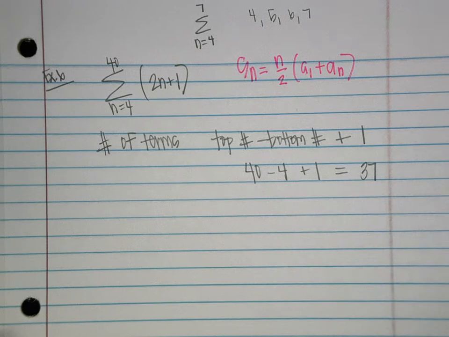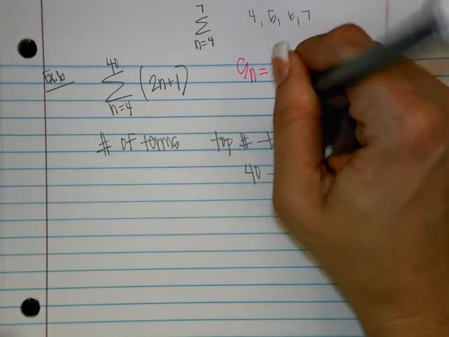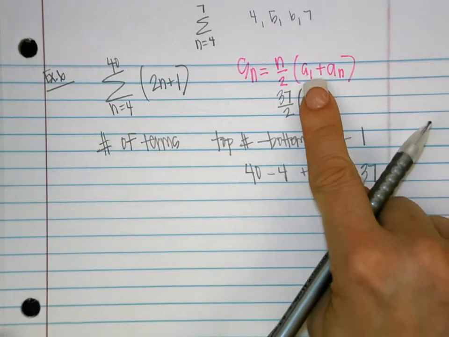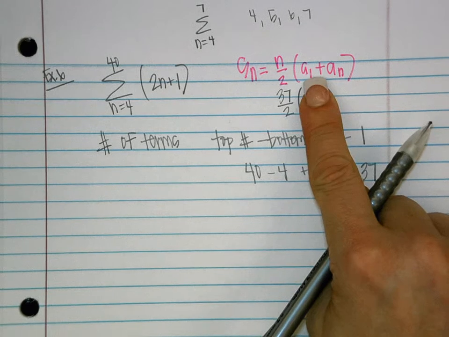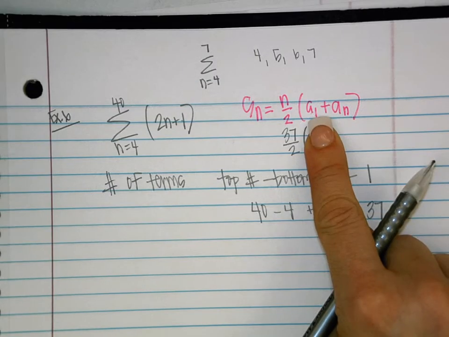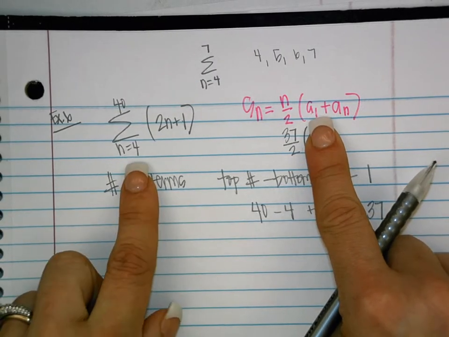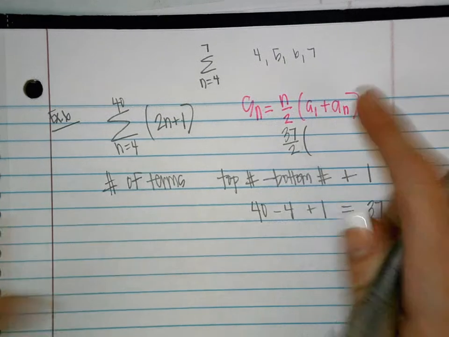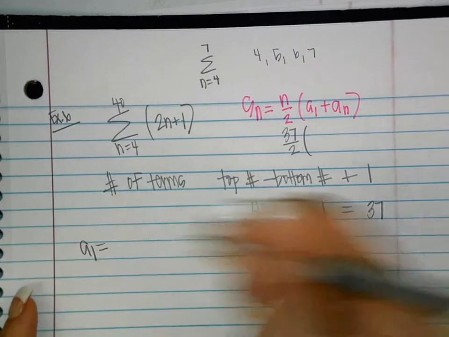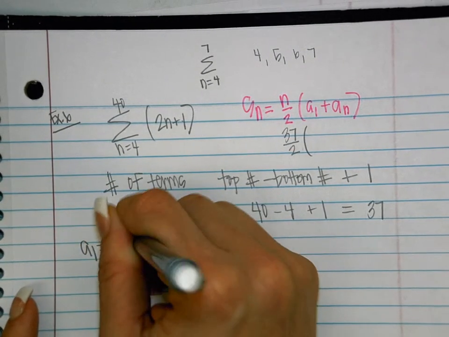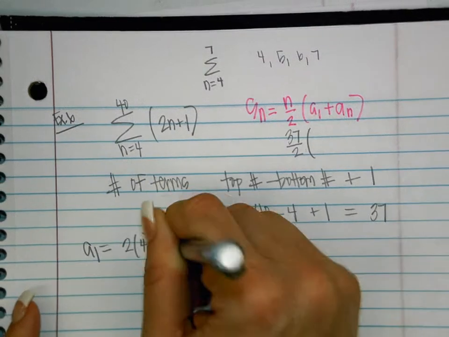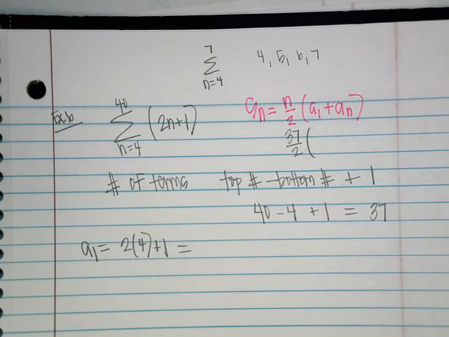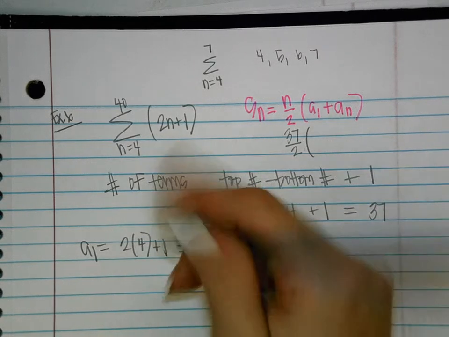37. Over 2 by, how do you know what the first term is? What would you plug in first? 4. The first number you plug in is 4. So your A1 is equal to, when you plug in 4, what is your first term? 2 times 4 plus 1 is 9. So your first number is 9.